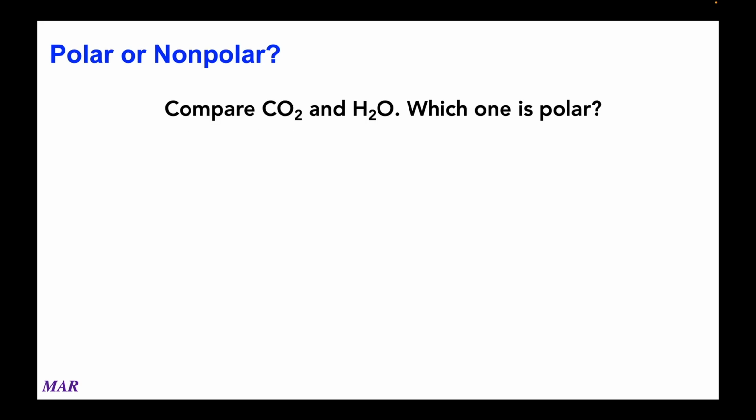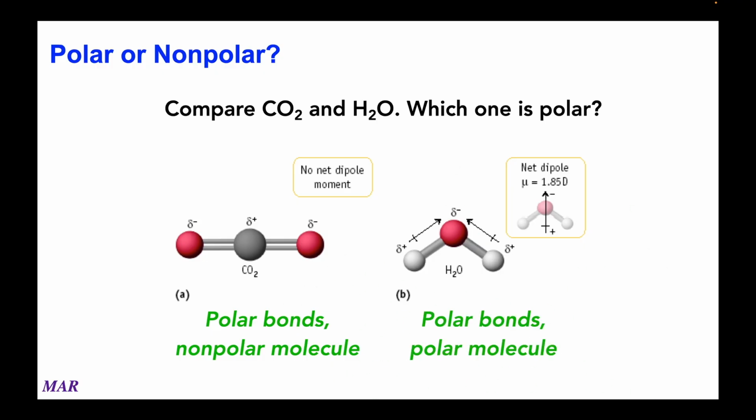So let's compare carbon dioxide and water. Which one of these is polar? The best thing to do is draw the Lewis structures. Carbon dioxide is a carbon in the middle of two oxygens with double bonds. I'm not showing the lone pairs here, but there would be two lone pairs on each oxygen. Water, on the other hand, as we've seen, has a bent molecular geometry and two lone pairs on it. So around the carbon in CO2, we have just double-bonded oxygens. That's a symmetric molecule, so the molecule is nonpolar.